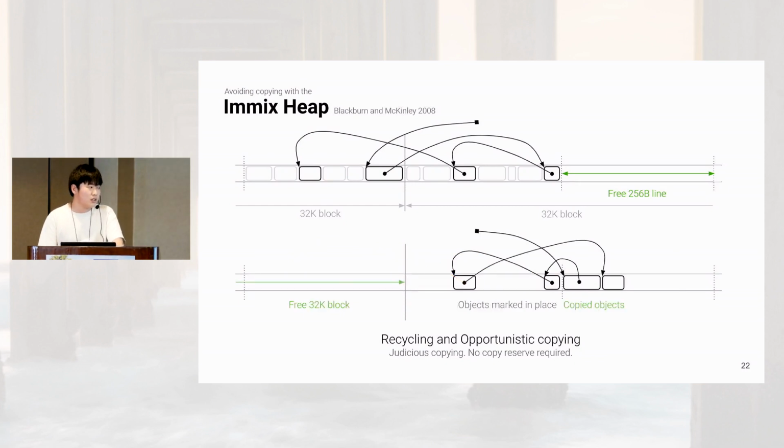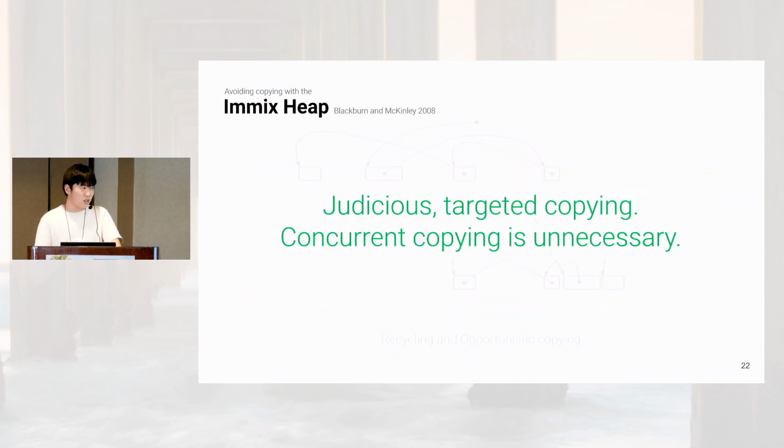With this recycling, it can recycle three lines for future allocation, so it doesn't need a large or even any copy reserve. And with opportunistic copying, the evacuation process is able to stop at any time as long as some time or space constraint is met, and it simply leaves everything else in place. This is how we perform judicious, targeted and minimal copying in the pause, so that we don't need to do any concurrent copying.